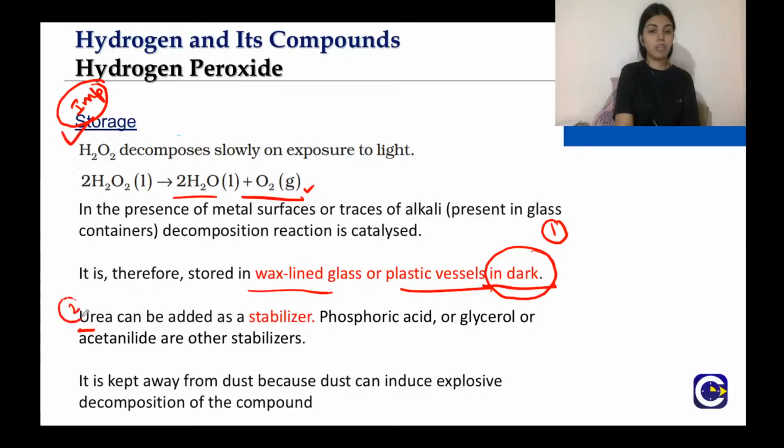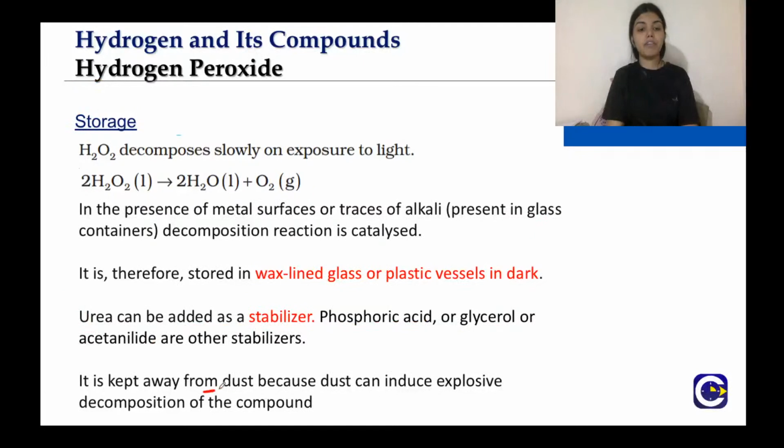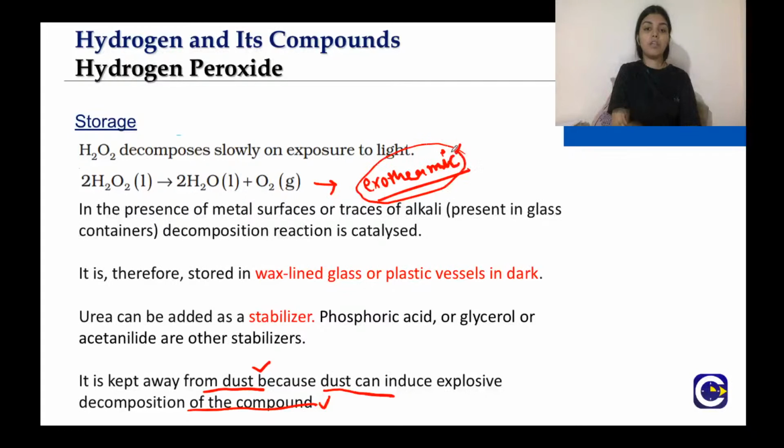Second, you can add urea to that, so it acts as a stabilizer. Or you can add phosphoric acid, glycerol, acetanilide. So basically these are stabilizers which, when added to peroxide, prevent the decomposition of peroxide to some extent. And also, it is very important that it is kept away from dust. Why is it kept away from dust? Because dust can induce explosive decomposition of the compound. That means if dust is present and the decomposition of peroxide takes place, the reaction will be so exothermic in nature that it will release a high amount of energy. Okay.